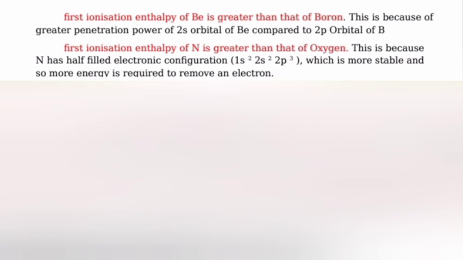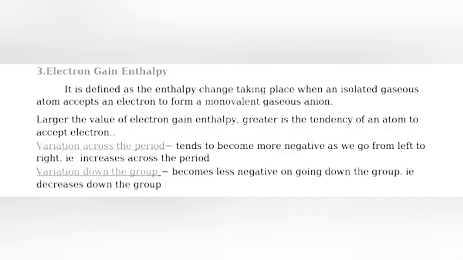First ionization enthalpy of Be is greater than that of boron. This is because of the greater penetration power of the 2s orbital of Be compared to the 2p orbital of B. First ionization enthalpy of N is greater than that of oxygen. This is because N has the half-filled electronic configuration 1s2 2s2 2p3, which is more stable, so more energy is required to remove an electron.